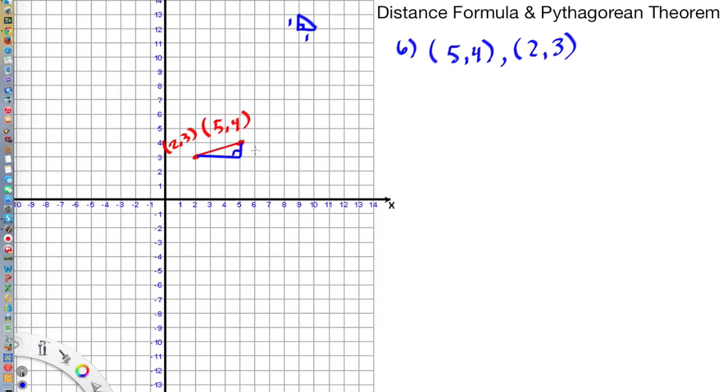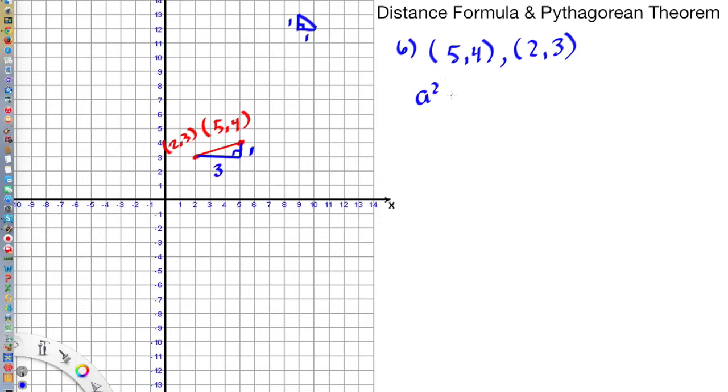Now once I have the right triangle, using the Pythagorean theorem with a right triangle, I need to know at least 2 sides, and they didn't give me any sides. Well, yeah, they did. Now we can count. Let's count. The base would be 3. The height would be 1. Okay, we can use the Pythagorean theorem now.